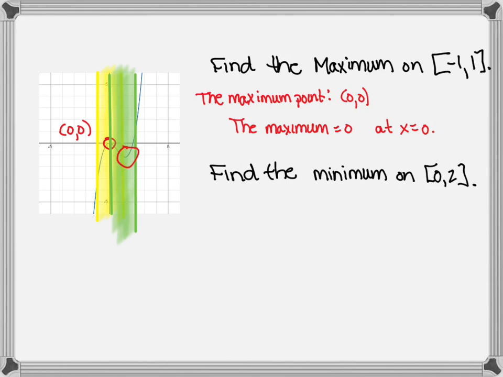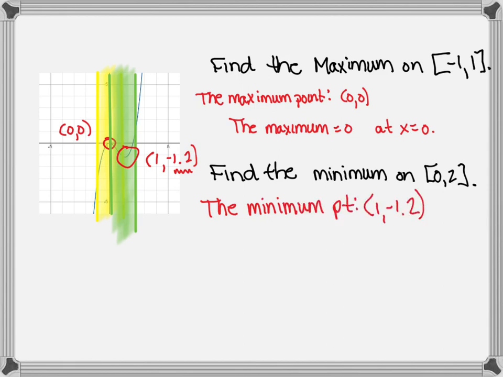And I don't know exactly what this value is, so I'm going to approximate that y value. It looks like it's about at (1, -1.2). So that -1.2 is an approximation because I'm not exactly sure what its exact value is. So I could write the minimum point is at (1, -1.2). The minimum value is -1.2 at x equals 1.